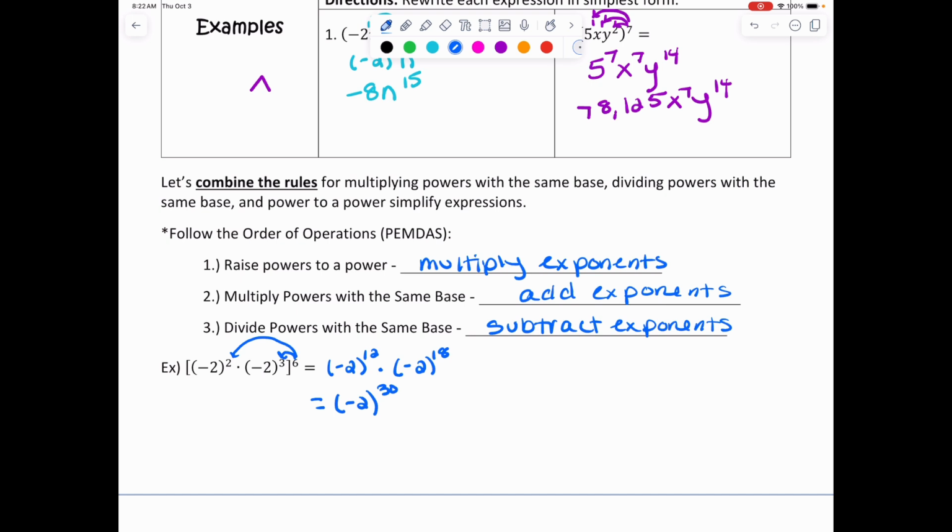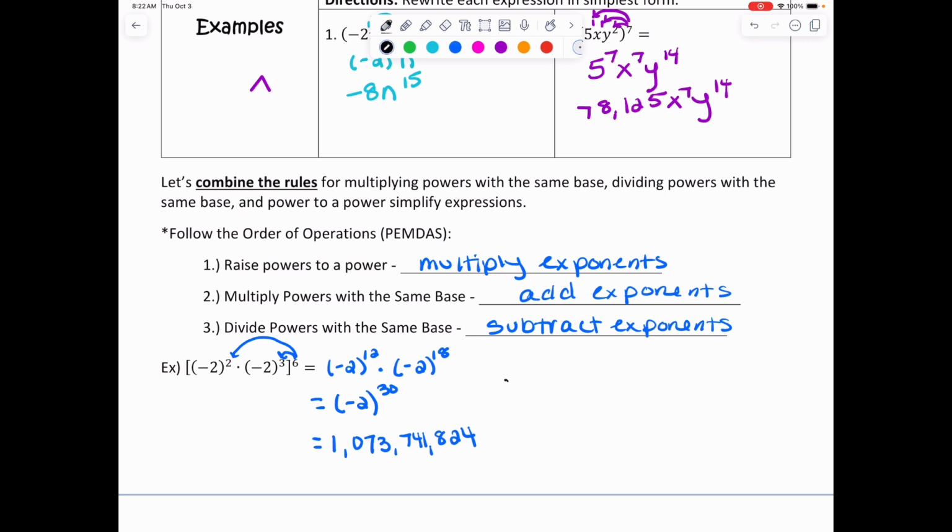So since this is a numerical base, we can practice putting this in the calculator. When you type that in the calculator, you get 1,073,741,824. It's a very large number. So that's following the order that you see right above.